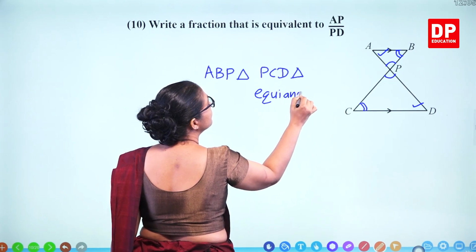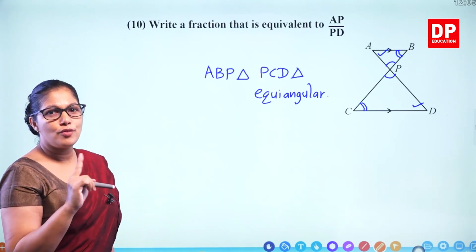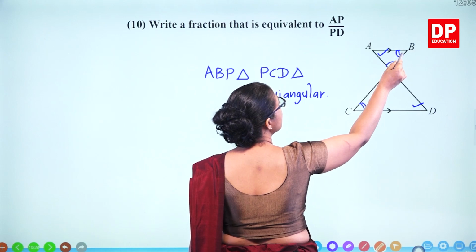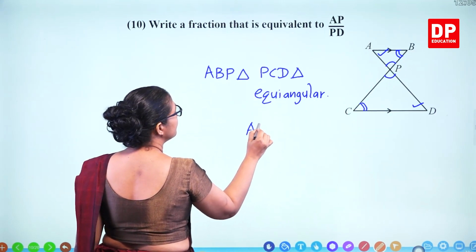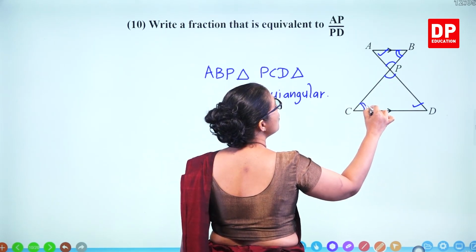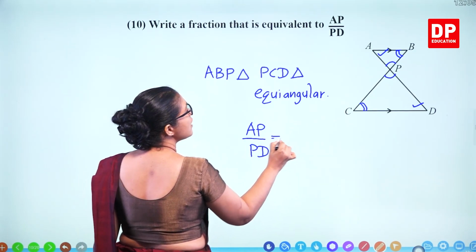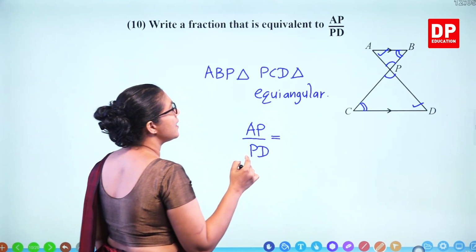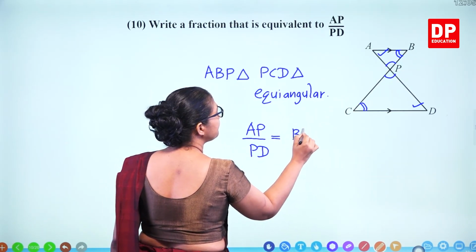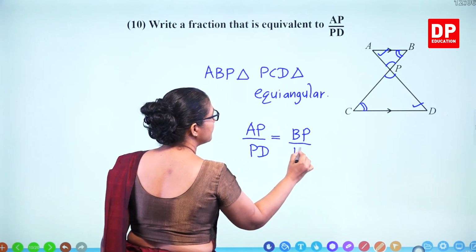they are equiangular, then you can use the ratio. So opposite to B angle is AP. And we need PD. That's opposite to this angle. So same angle. That's correct. Now take other side. If this is opposite to A angle, this becomes BP. Opposite to that angle, that's PC.